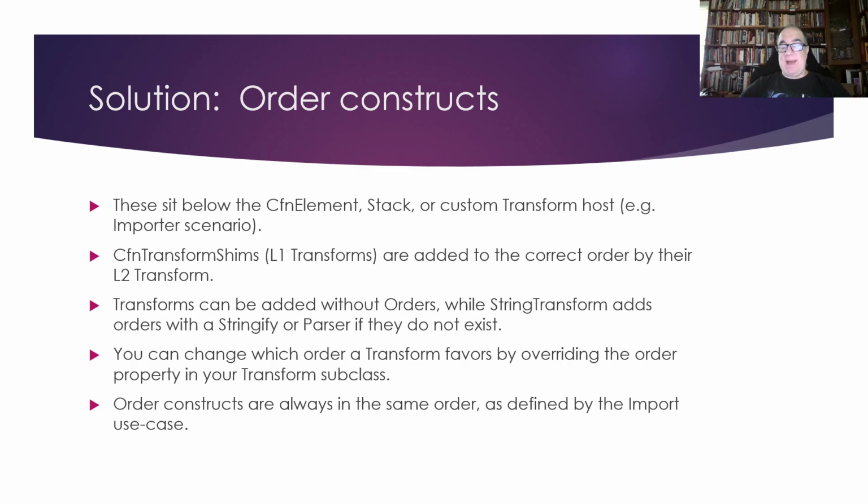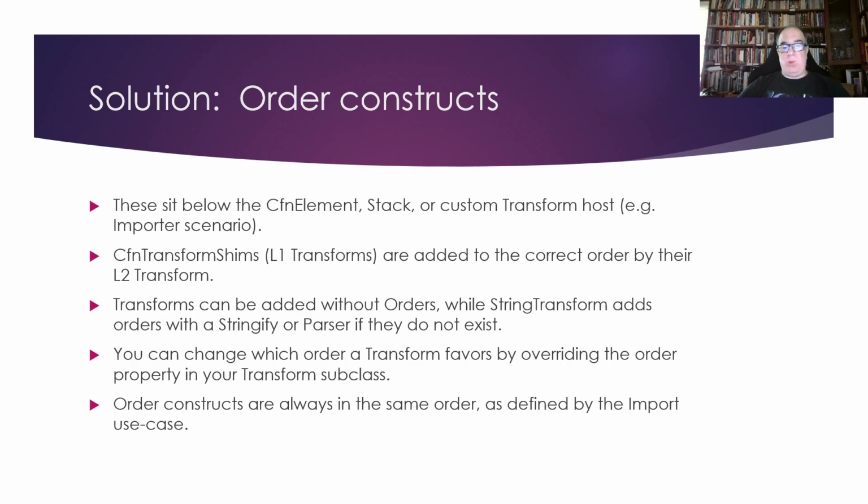Transforms can be added without orders, while a string transform will add orders with a stringify or parser if they do not exist. What this basically means is, if you're looking at the synthesis use case and you add a string transform, that will add the orders so that we'll do a stringify and a parse, and any subsequent string transforms will be added in between those two, and any transform subsequently added will be added after those. And hopefully that will also make more sense when we get to the demo.